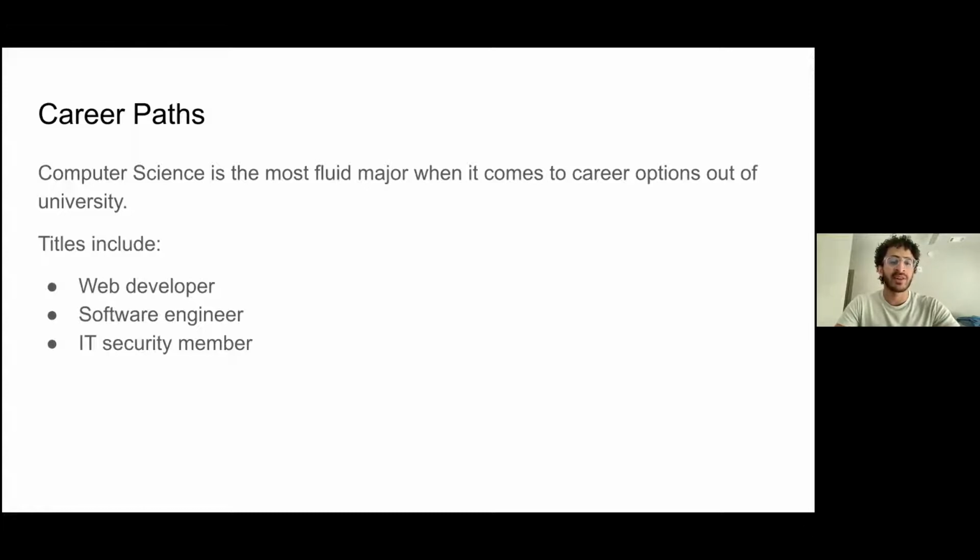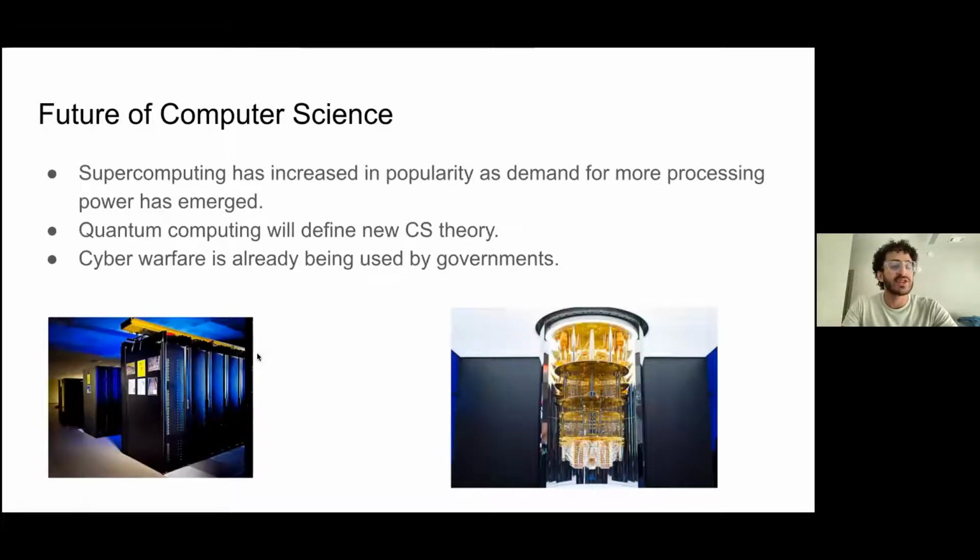However, it's important to know which titles you can pursue as a computer scientist and whether or not you can pursue them. These titles can include web developer and software engineer, as I said before, and also IT security member. IT security member especially is in high demand in our days, and it will only keep going up because of the future of computer science. And so in the future of computer science, there are three topics I want to focus on.